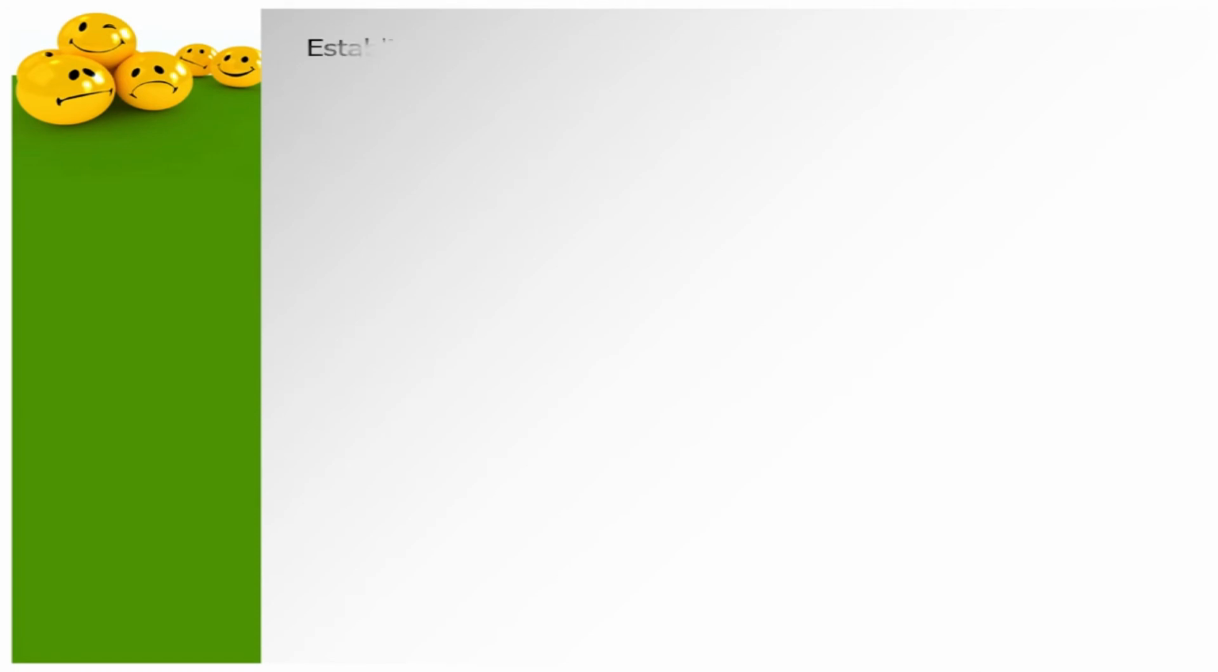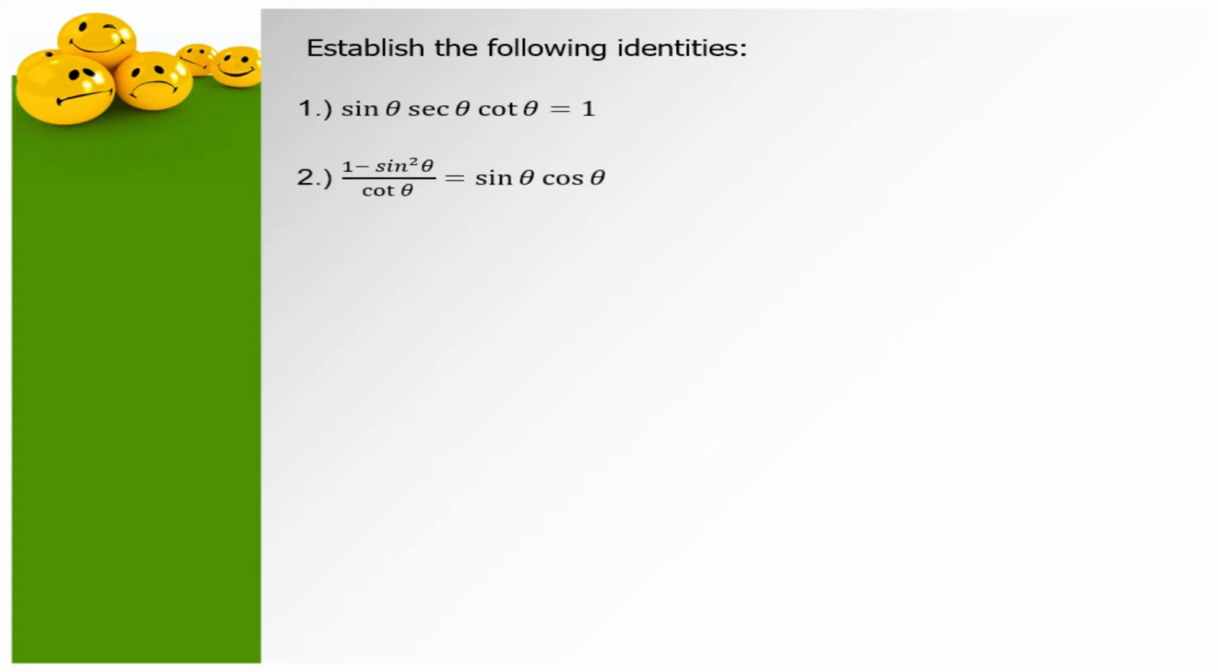So, we have here the following problems. Okay? We're going to establish the following identities. So, we have here the 3 items. Okay, sasagutin po natin ito mga boss. Number 1, we're going to establish the identity: sine theta times secant theta times cotangent theta equals 1.